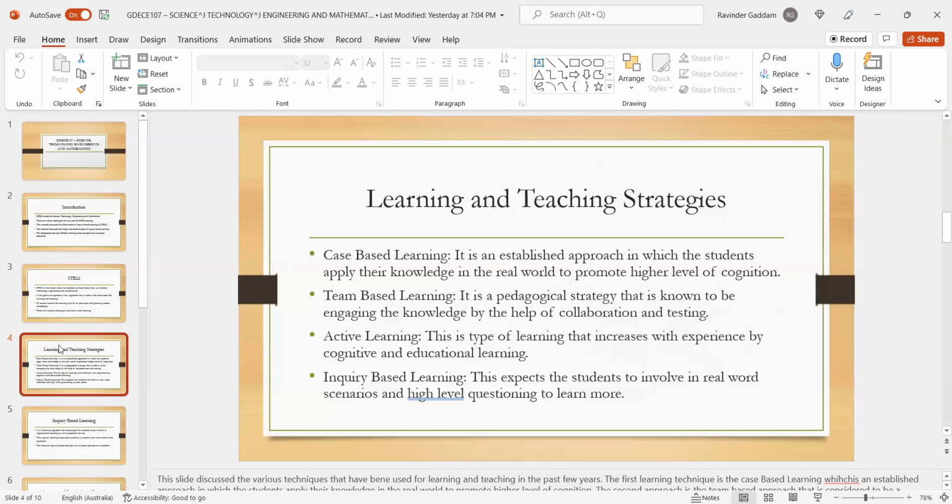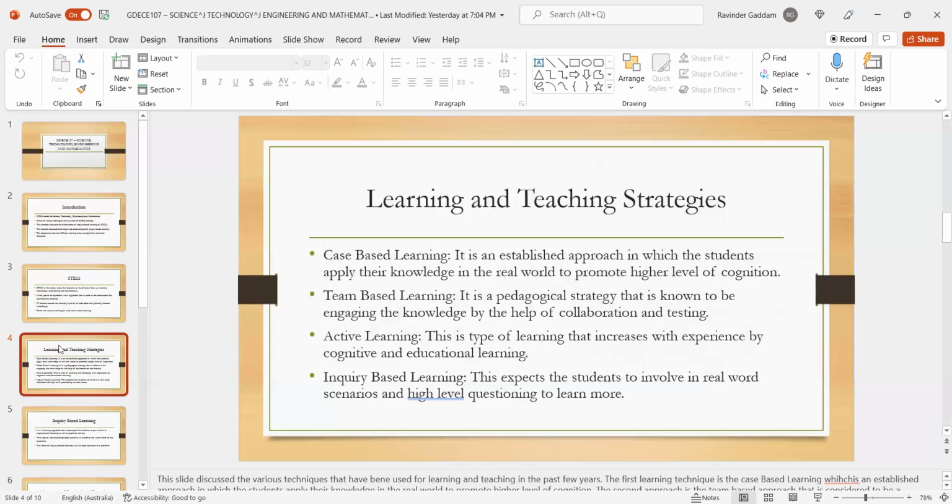Active learning is a type of learning that increases experience through cognitive and educational learning, where active learning is a good opportunity for children to learn something new every day and helps them perform better in everyday life situations. And inquiry-based learning involves students in real world scenarios and high level questioning to learn more.